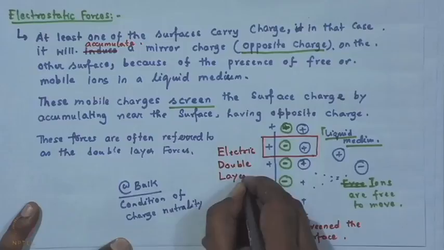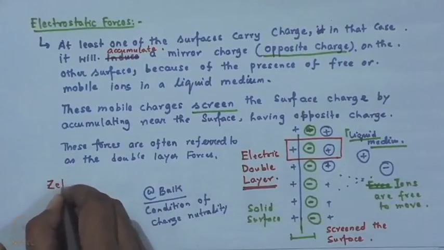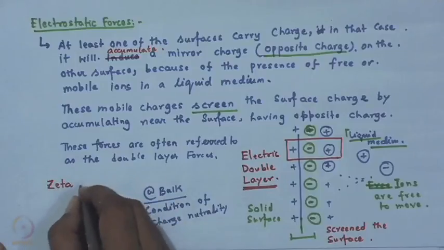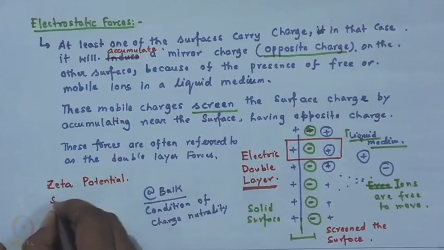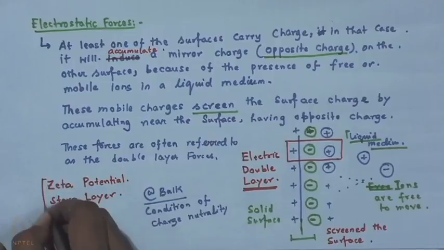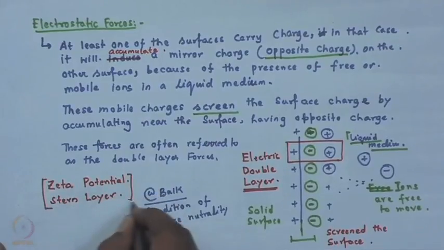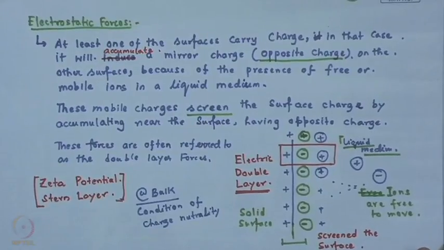There are certain critical concepts associated with an electric double layer. Towards the later end of the course we will talk about zeta potential, Stern layer, and all these concepts. Even otherwise, now that you understand the basic structure of an electric double layer, you are encouraged to have a look at some of these things on the internet or in any standard textbook.